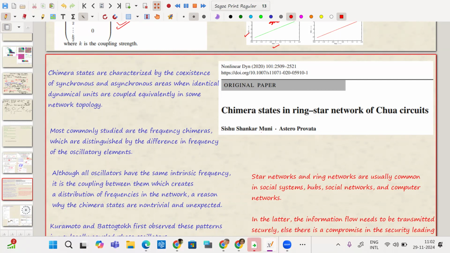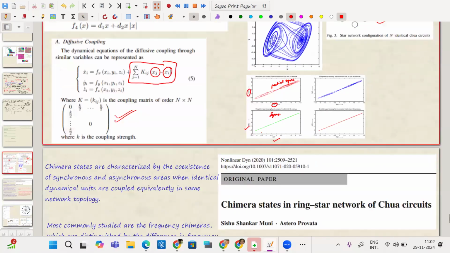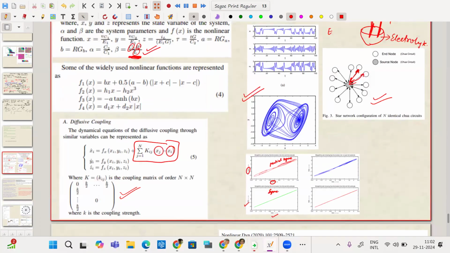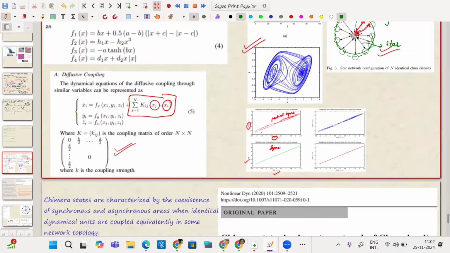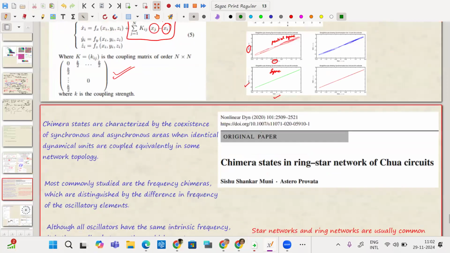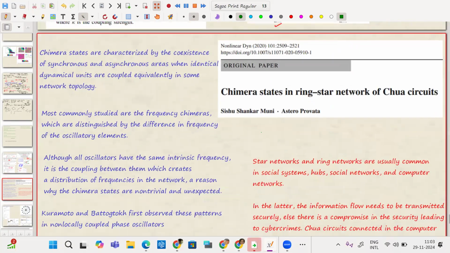After a few years, it came to my mind: why should only the star connection be there? Why not? These nodes can interact as well. If we do that, you can see that this is a ring, and this was a star. Together they are known as a ring-star network, which I think Miss Arya and group are studying right now. This is a study done with one colleague, where we are studying chimera states.